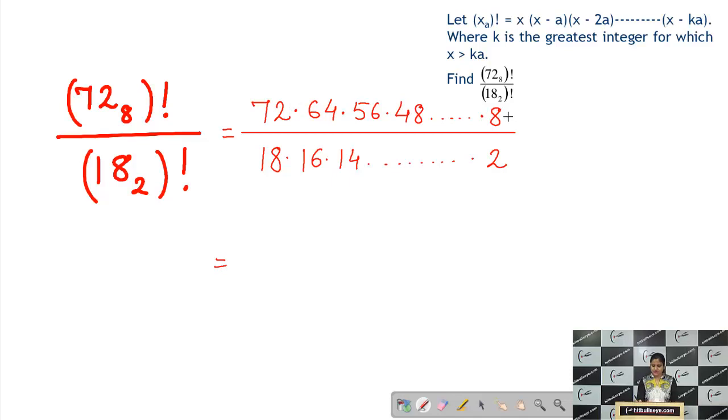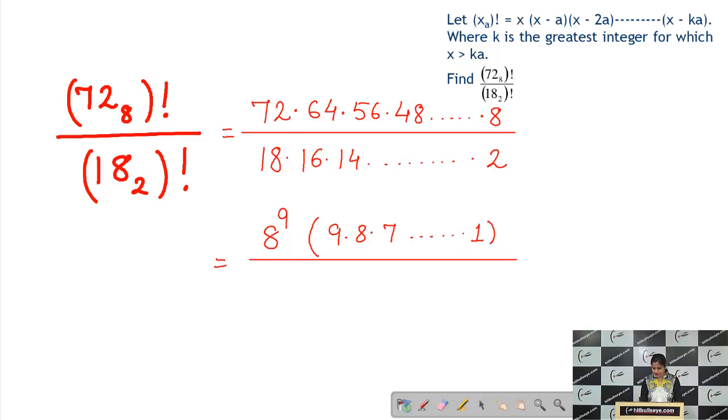As you can see, in the numerator we have all the multiples of 8, the first 9 multiples of 8. So if we take 8 out of every multiple, 8 will come 9 times and we are left with 9 into 8 into 7 and so on up to 1, which is nothing but 9 factorial. In the denominator, we'll follow the same process. As you can see, in the denominator we have the first 9 multiples of 2. So from every multiple we have taken 2 out. So we are left with 2 raised to power 9.